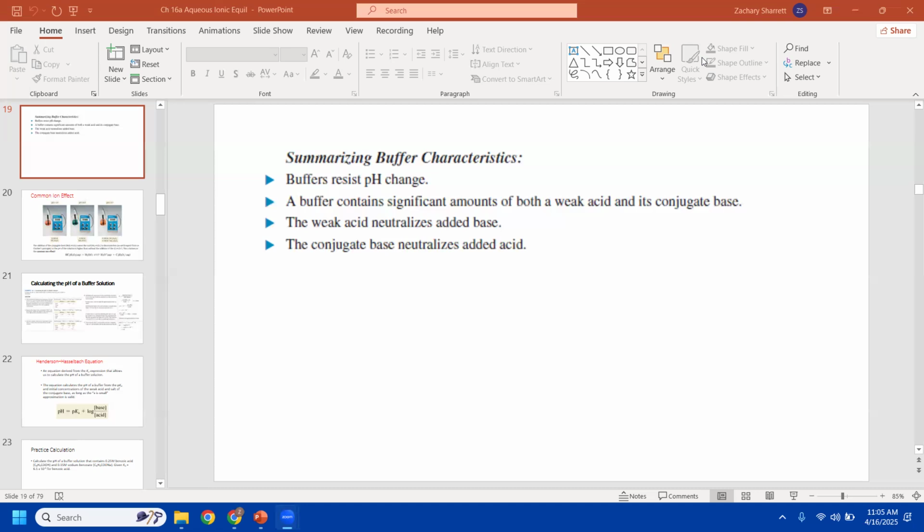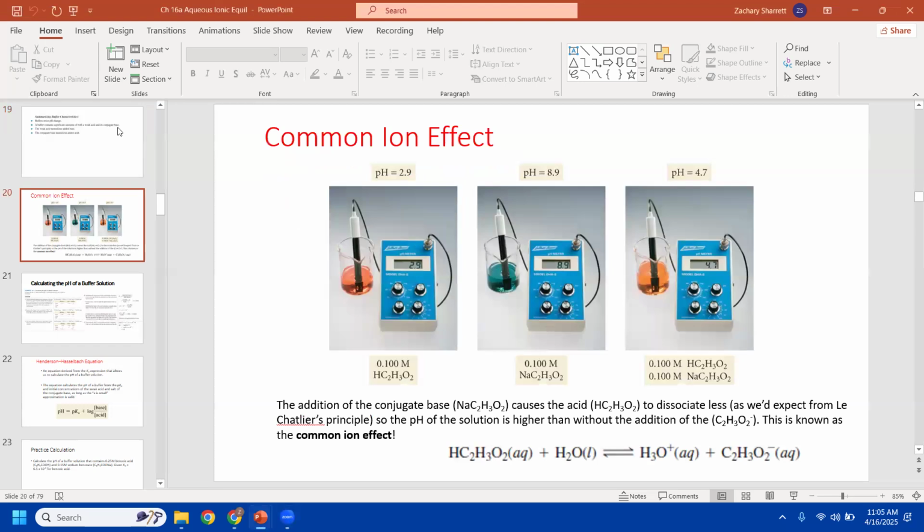So all of this stuff leads us to this thing here. That's going to take us to the common ion effect, okay? The addition of the conjugate base causes the acid to dissociate less, as we'd expect from Le Chatelier's principle. With Le Chatelier's principle on that last exam, I thought that was 5 free points for everyone, but some of us still have to work on that. That's why we do corrections.